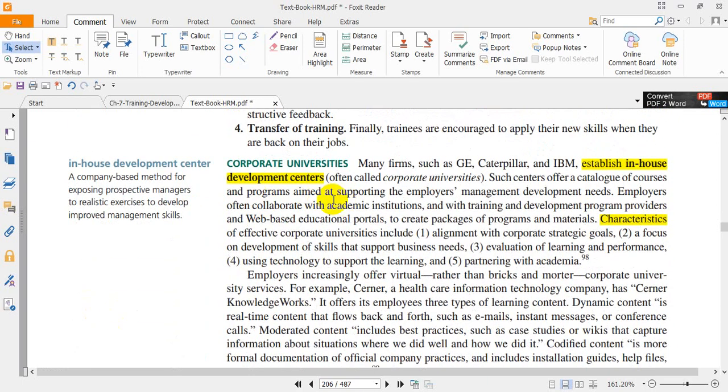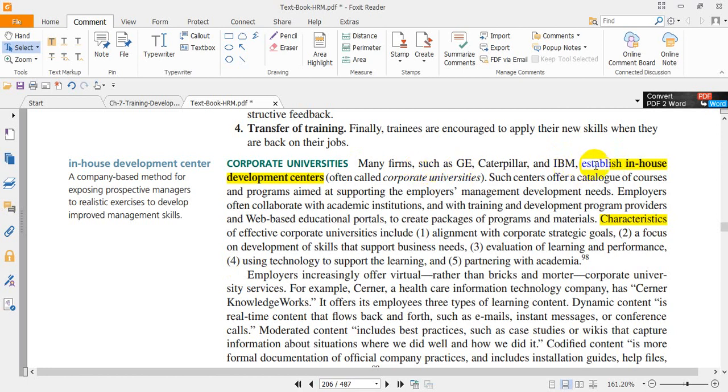Another technique is corporate universities, also called in-house development centers. In-house development centers, often called corporate universities, same meaning, are a company-based method for exposing prospective managers to realistic exercises to develop improved management skills.